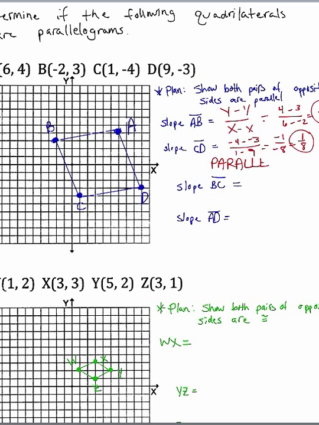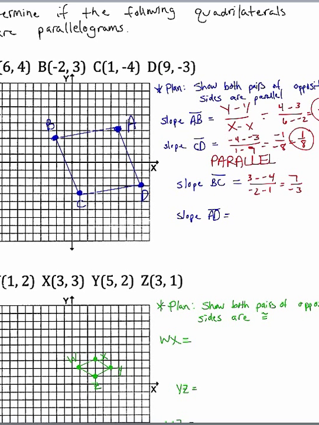Now remember, the key word in showing a parallelogram is you have to show that both sets are parallel or both sets are congruent. So you do have to verify that the other two sets of opposite sides are parallel as well. So I need the slope of BC, and I'm going to compare that to the slope of AD. So BC would be the y of 3 minus the y of negative 4 over the x of negative 2 minus the x of 1, which ends up being 7 over negative 3.